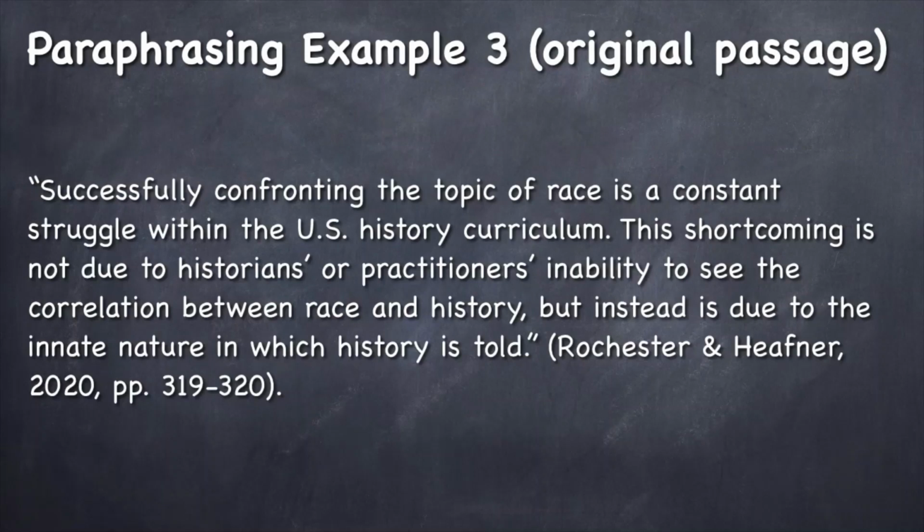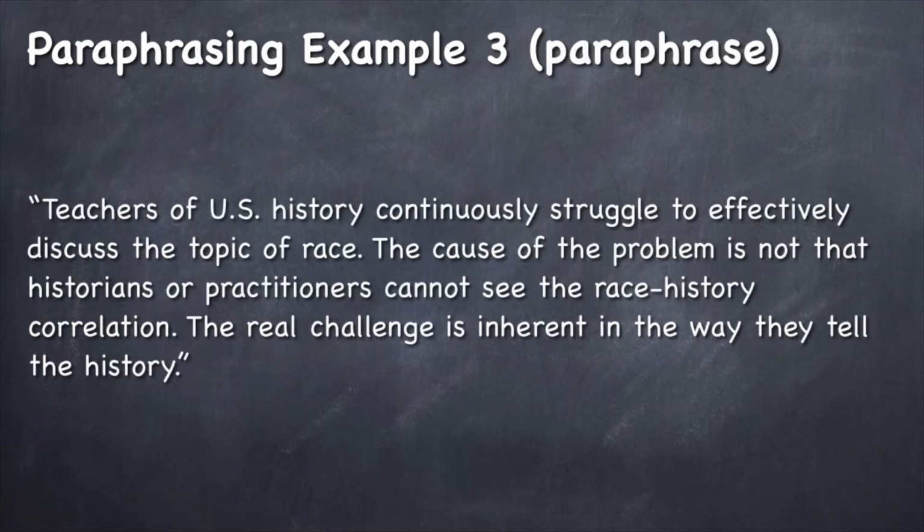Successfully confronting the topic of race is a constant struggle within the U.S. history curriculum. This shortcoming is not due to historians or practitioners' inability to see the correlation between race and history, but instead is due to the innate nature in which history is told. Rochester and Hefner, 2020. Okay, this is the original. Let's take a look at the paraphrase.